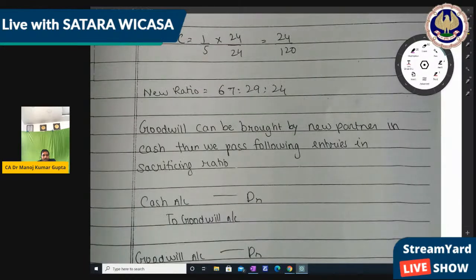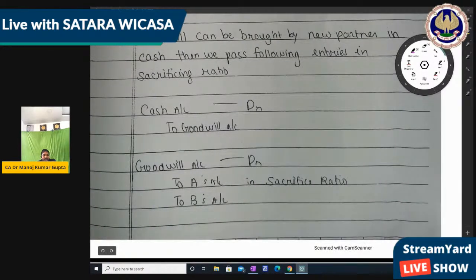If goodwill is brought by the new partner in cash, then we pass the following entries. Two entries we had passed, but the net entry will be: cash account debit, credit to A capital and B capital. First, cash account debit to goodwill, so goodwill is debited and credited. Next entry, goodwill account debit to old partners in sacrificing ratio, right? So goodwill we can cancel. So the net entry will be cash account debit to partner A and partner B, that we had passed, right?